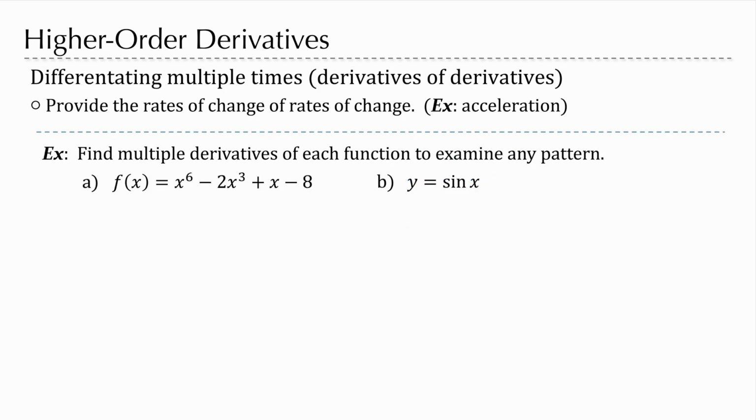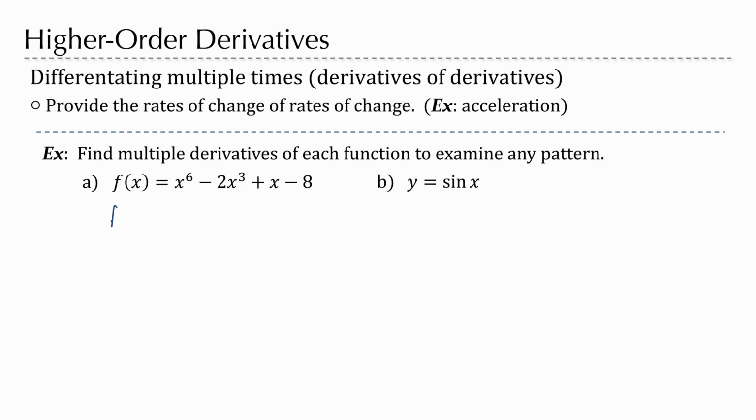Now, to show you some examples of this, we'll do a polynomial and a trigonometric function to talk about what happens when you find more and more derivatives. There are certain patterns that sometimes show up. So let's start with our function here. We have a 6th degree. So I'm just going to continually find derivatives until we notice something happens.